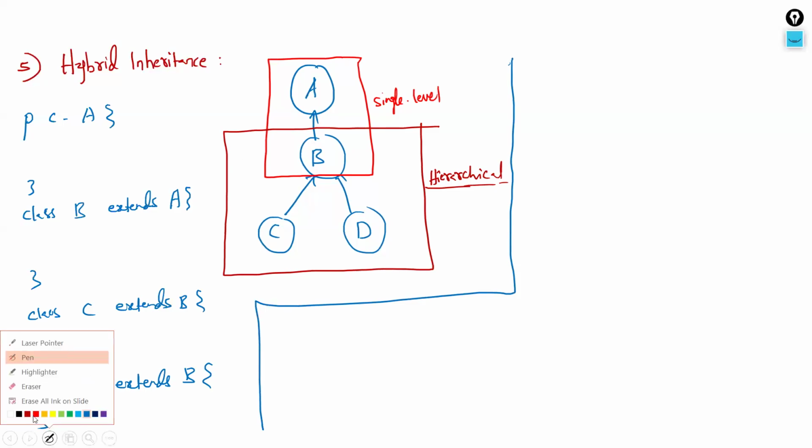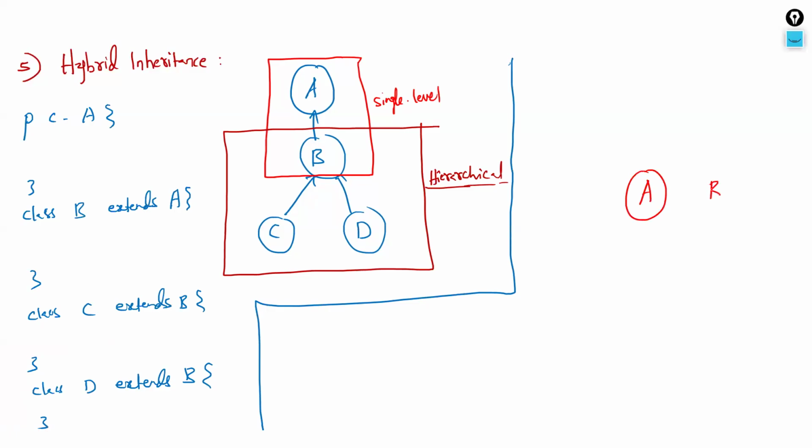What is the other combination? Here is A and here is B. Let me take different names. Just a second. Here is A and B and C. This is the representation. What type of inheritance is it? Hierarchical. Correct or not? Then B and C with D.